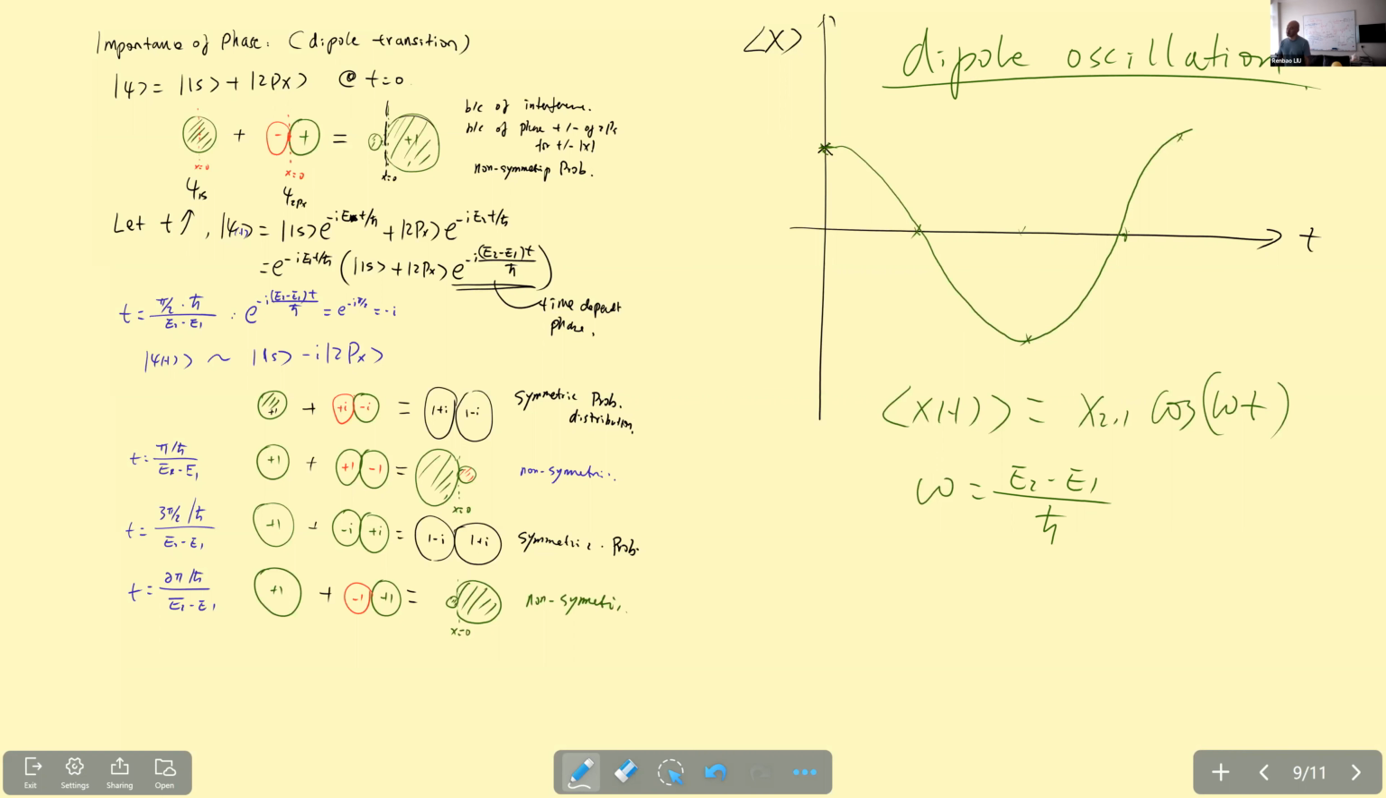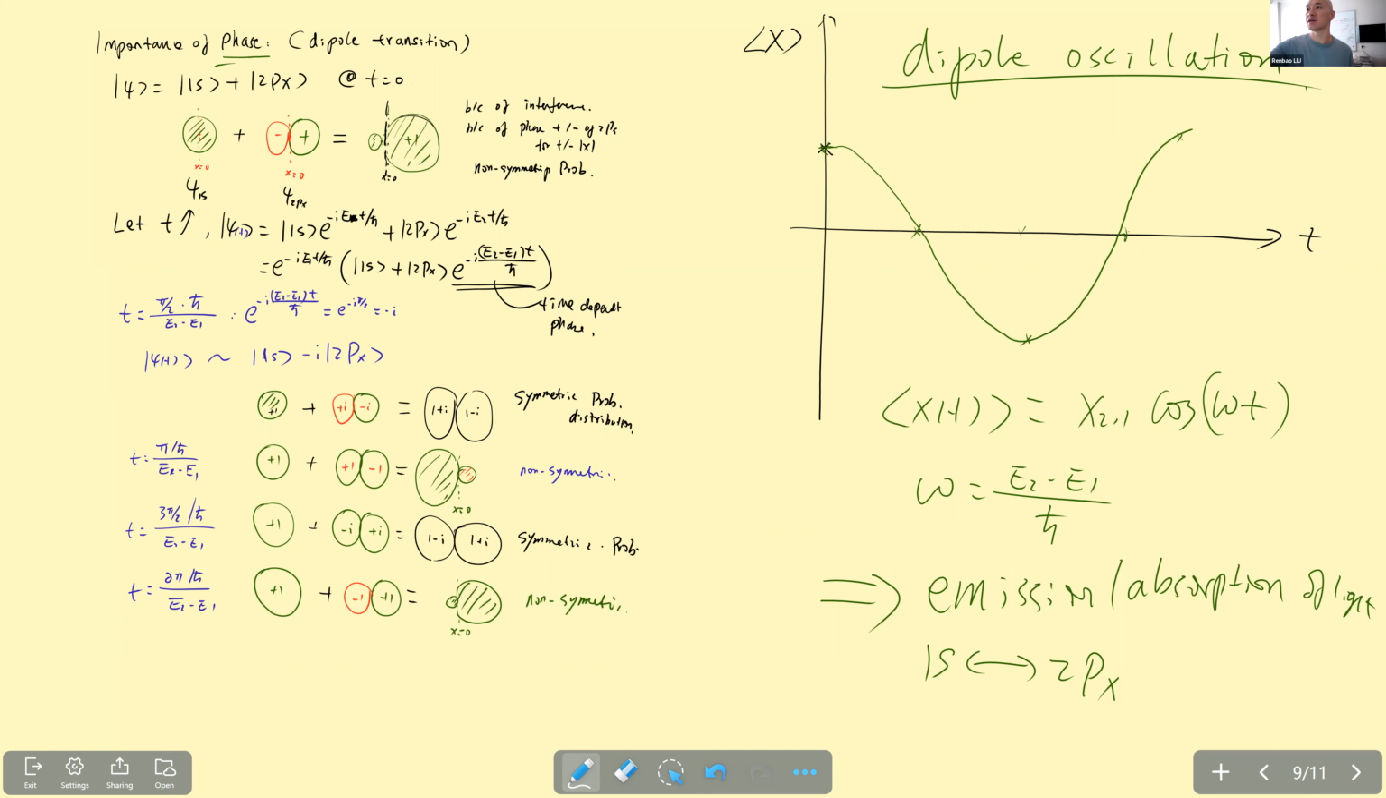Right, so that will induce emission or absorption of light with the transition between 1s and 2px. And this light should be X polarized. So now you can see that this phase is indeed important.